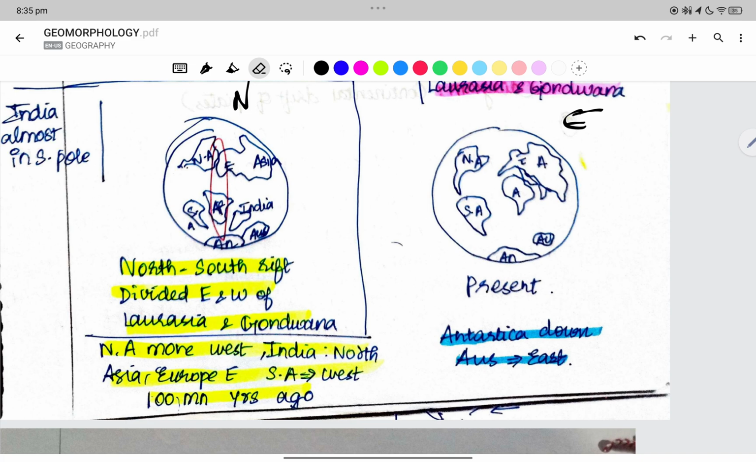Because of this north-south drift, India is moving towards the north. Asia and Europe have joined together in the east. South America is moving towards the west. This is 100 million years ago.